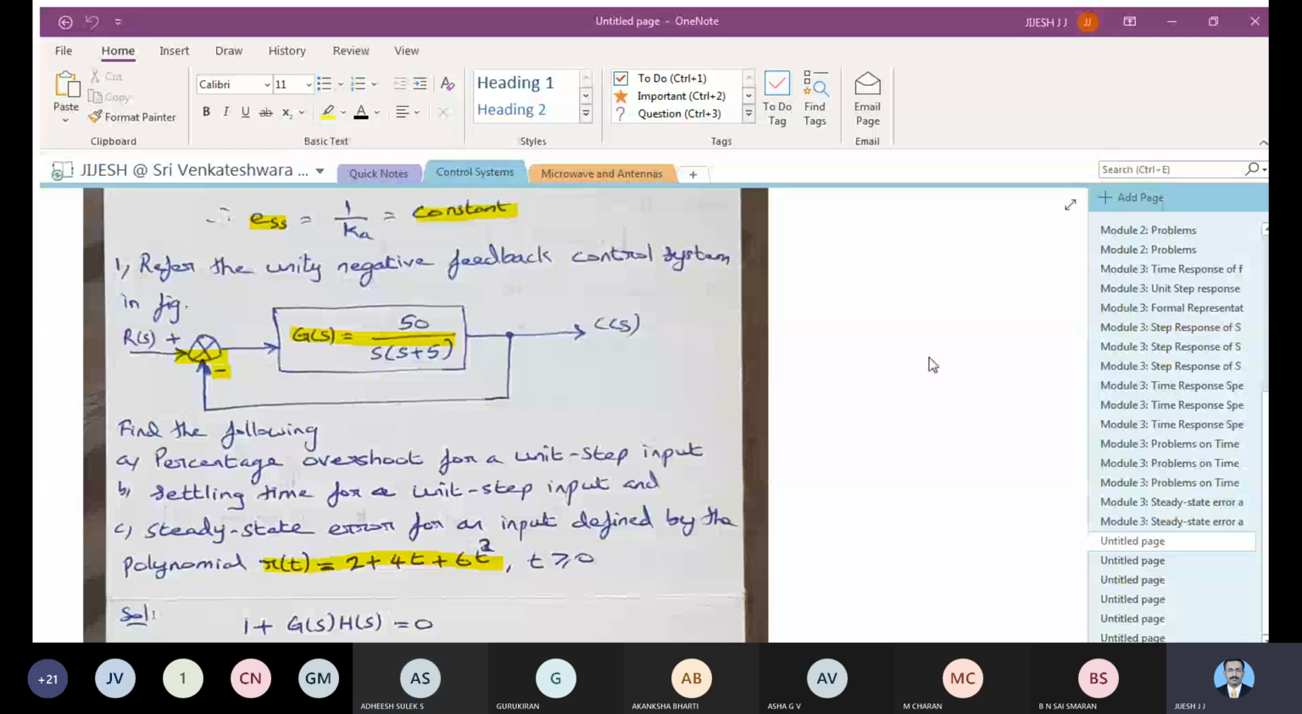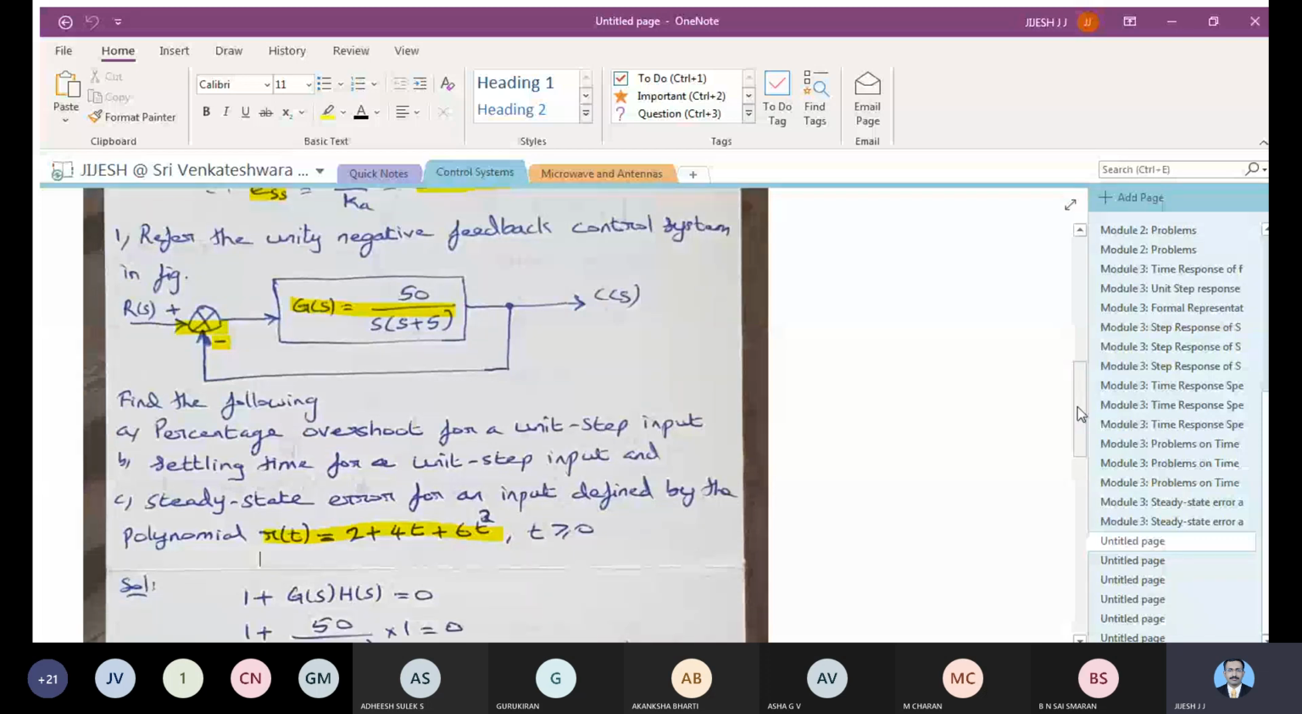Okay, fine. We will try to solve this problem further. You can note down: a unity negative feedback system. Here we have studied so many equations on error in the step function, ramp function, and parabolic function. Further, we will continue with this problem.